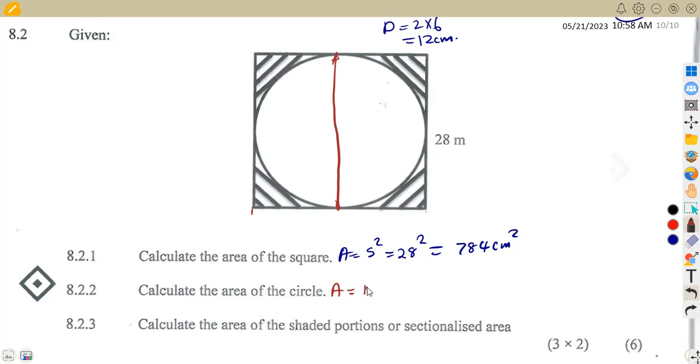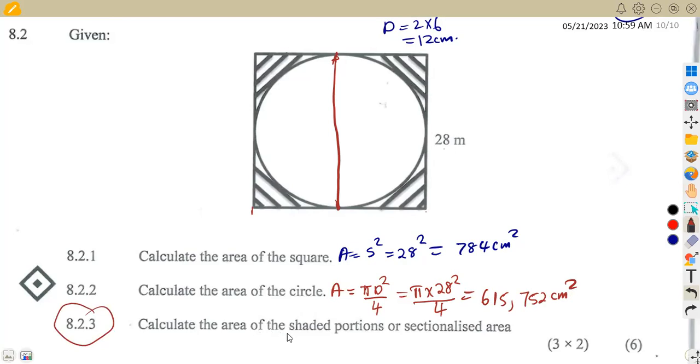So remember that from our formula, the area of a circle can be given as pi d squared over 4. So this is going to be pi times our diameter, which is 28, squared, over 4. So this gives us the area of the circle, which is going to be 615.752 square centimeters. That is to 3 decimal places. Okay, but we can just save it to 2 decimal places if we want.